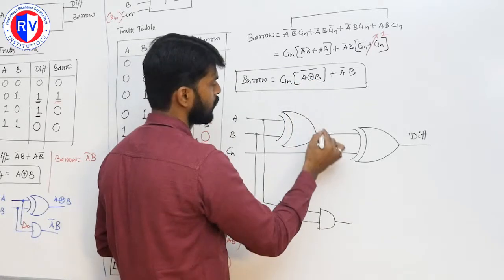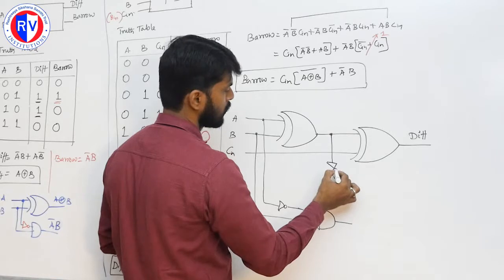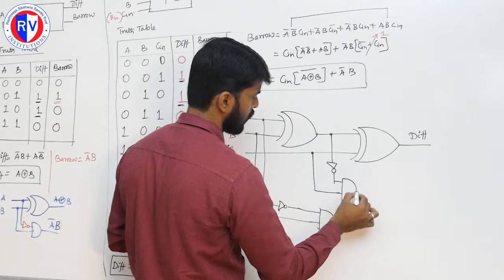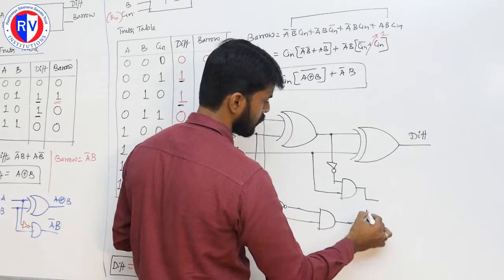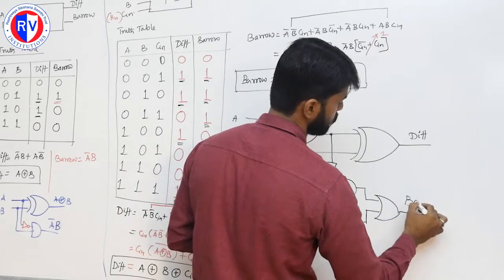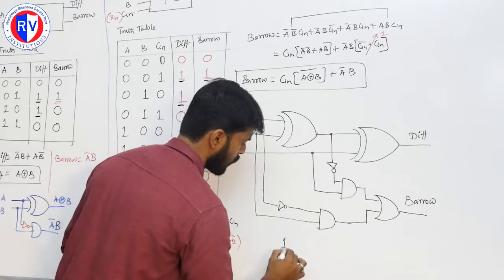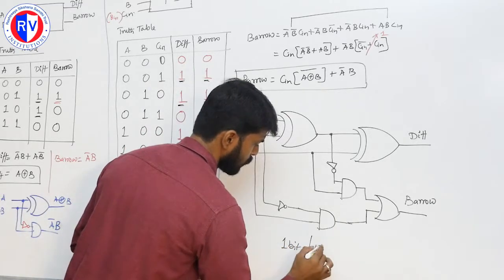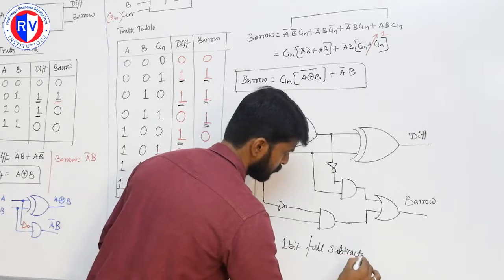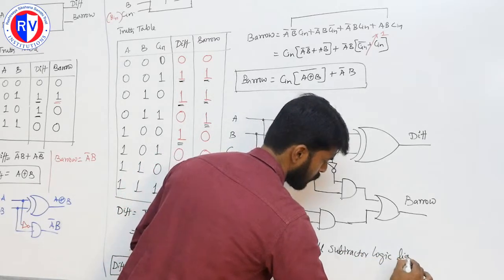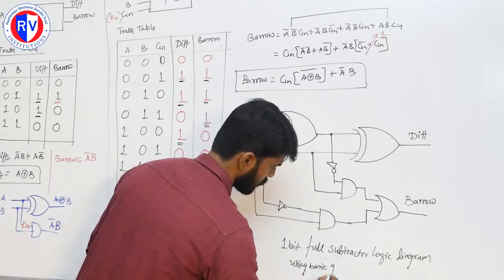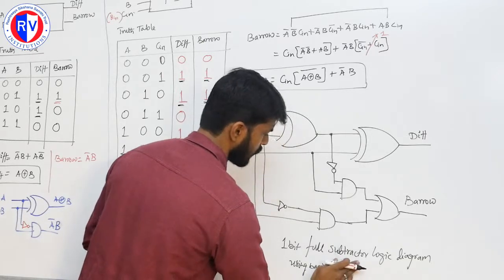Then A XNOR B. This is the A XOR B output. If I place one NOT gate, that becomes XNOR. Then it should multiply with Cin, so I need one more AND gate here. And finally these two get ORed using an OR gate. So here I am getting the borrow output. So this is the 1-bit full subtractor design, the subtractor logic diagram using basic gates and the exclusive gates.